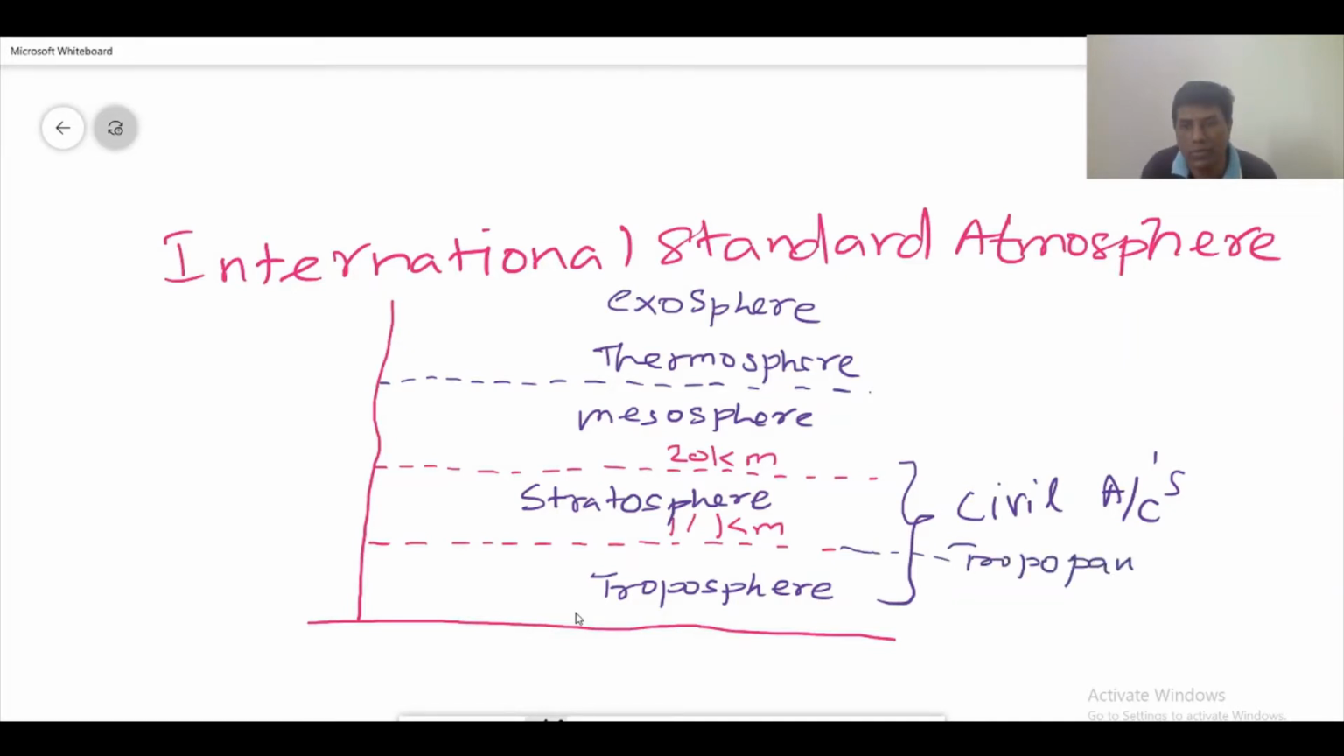So at 11 kilometer, this layer is called the tropopause. In the stratosphere the temperature remains constant, and in the troposphere both the pressure and temperature are varying. This is the main thing we need to note down. First let us develop the equation for finding the pressure and temperature in the troposphere, and then we'll go to the stratosphere.